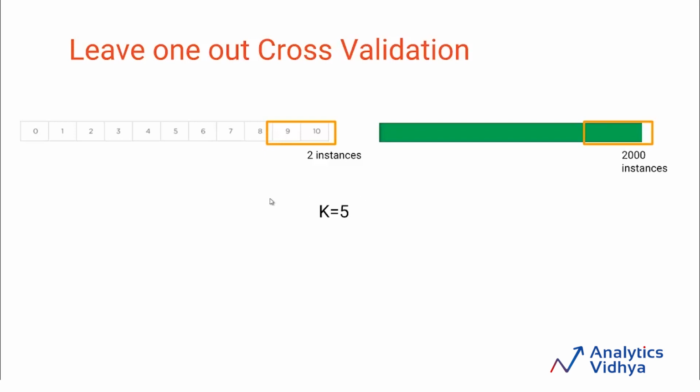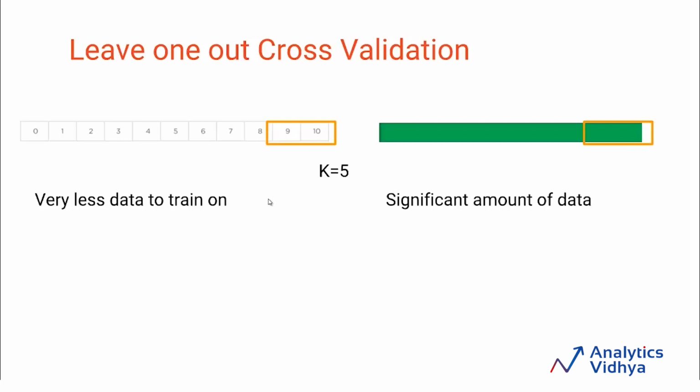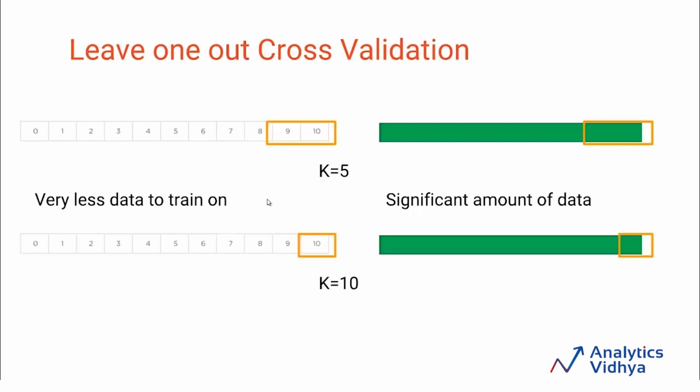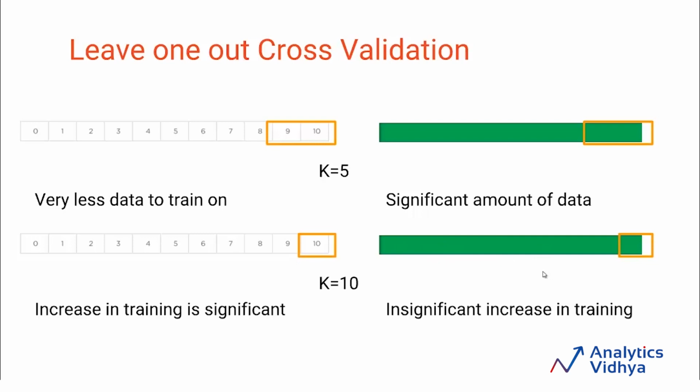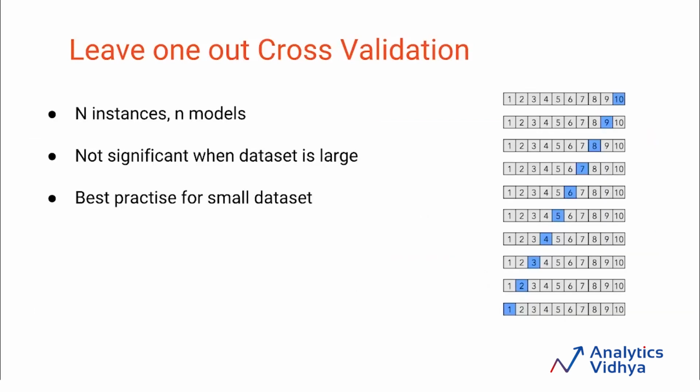If we look closely, the training data on the left side is very low for a predictive model, and any small increase in the amount of data would be beneficial to train the model. So say we consider the value of k as 10, the training size here increases from 8 to 9, while on the right the increase would be say 1000 points, which is not very significant. So to summarize, leave one out cross validation is a very useful practice when working with small datasets, especially datasets below 100 instances.